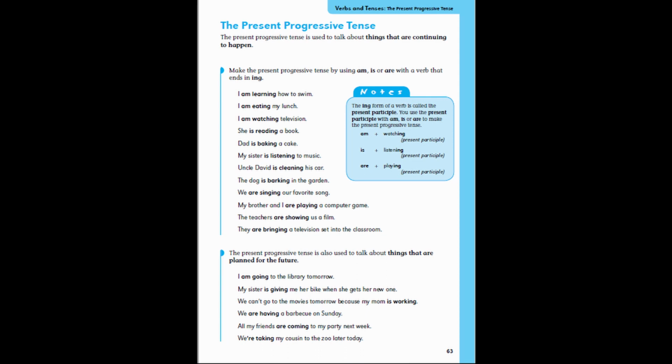Learn, eat, watch, read, bake, listen, clean, park, sing, play, show, bring. I'm just reading out the base form of the verbs. Now, adding ing, these become learning, eating, watching, reading, baking, listening, cleaning, barking, singing, playing, showing, and bringing. And when we add am learning, am eating, am watching, is reading, is baking, is listening, is cleaning, is barking, are singing, are playing, are showing, are bringing, we turn it into the present progressive tense.